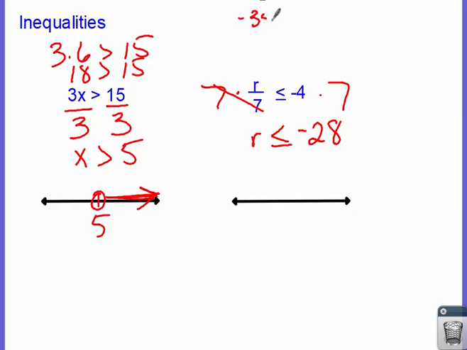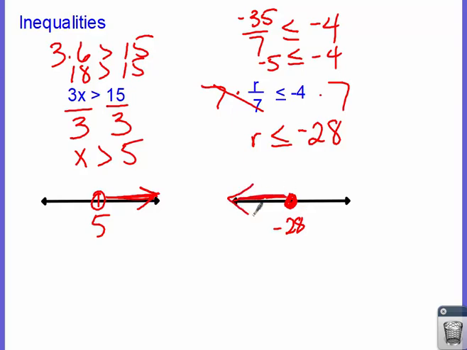So negative 35 divided by 7, is that less than or equal to negative 4? All right, well, let's see. Negative 35 divided by 7 is negative 5. Is that less than or equal to negative 4? Yes, it is. So now I can graph this, put a closed circle on negative 28, and shade to the left. So it looks like we're doing everything exactly the same as what we did with equations.